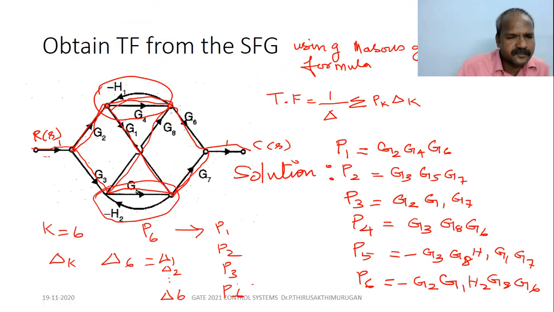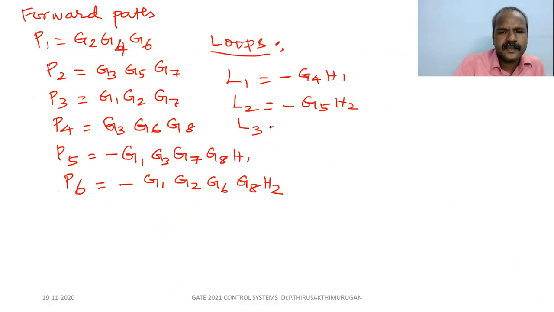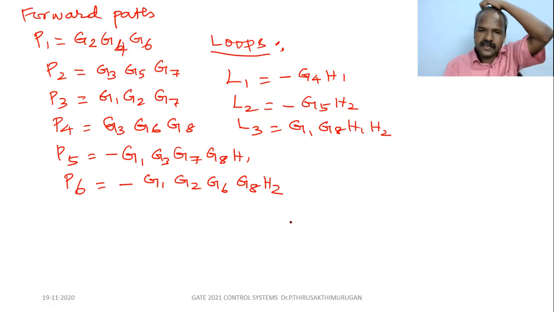Okay. Is any other loop possible here? You consider this juncture. So we can move towards this portion, starting from G8, minus H1, G1, minus H2. So you can have minus into minus plus, so G1 G8 H1 H2. Loop 3 equal to G1 G8 H1 H2. The 2 minus cancel together, so it becomes plus. So there are 3 individual loops.